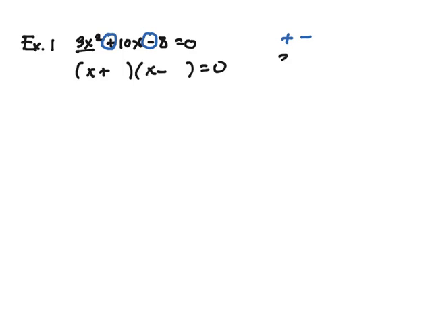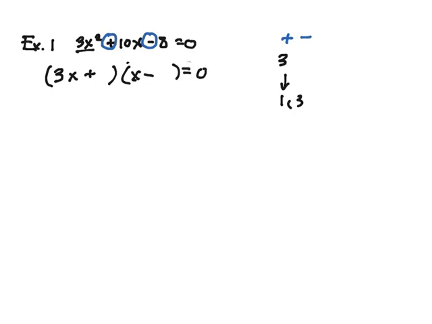Now let's look at 3, which is a. Now that is going to be made up of the factors 1 and 3. That's the only possibility that we can have with 3. That is going to be our two first numbers. So we have 3 here and we have 1 here. Okay, let me rewrite that larger. Okay, so 3x plus and then x minus equals 0.